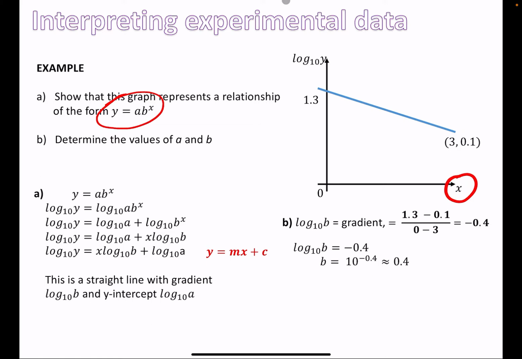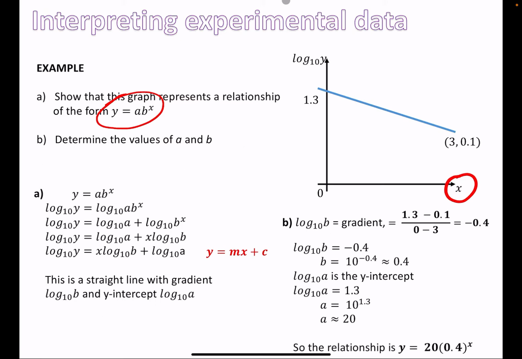Now we can find a in exactly the same way as we did before, because log of base 10a is the y-intercept. We know the y-intercept from this diagram is 1.3. Rearranging that, a would equal 10 to the power of 1.3, and 10 to the power of 1.3 is approximately 20. Giving us our final form, y equals 20 times 0.4 to the power of x. And just be careful how you write that, okay?